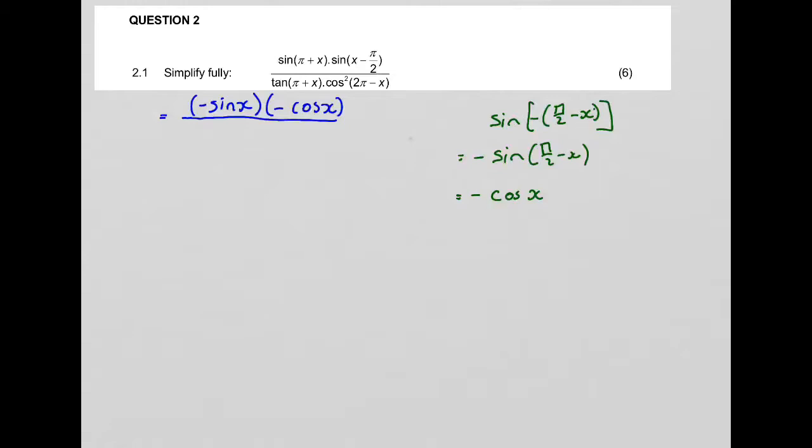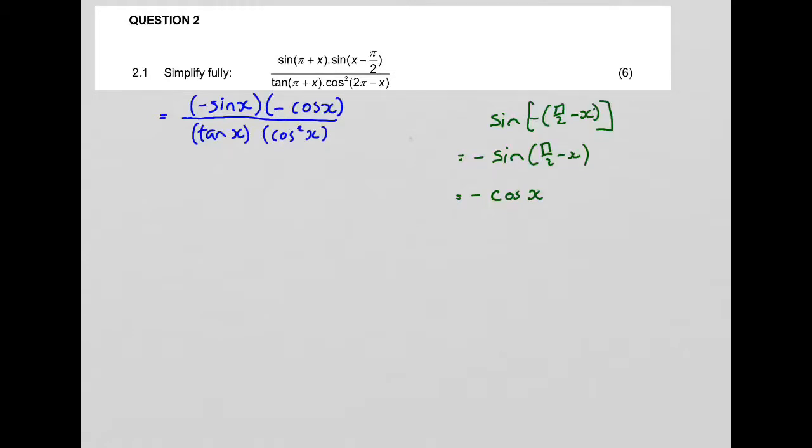Right, going back to the problem, tan pi over x is in quadrant 3 where tan is positive. Please, I hope you're using brackets. And cos squared 2 pi minus x is in quadrant 4 where cos is positive, but it's being squared anyway, so it remains cos squared x at the bottom.